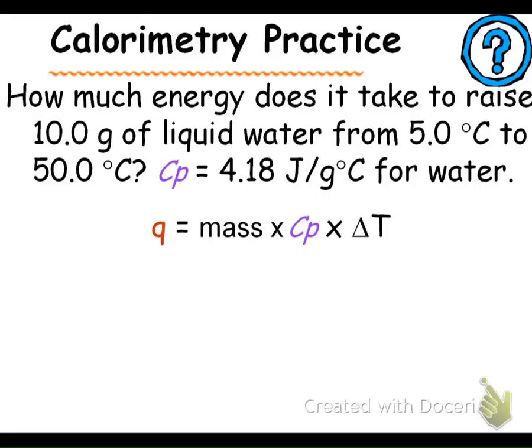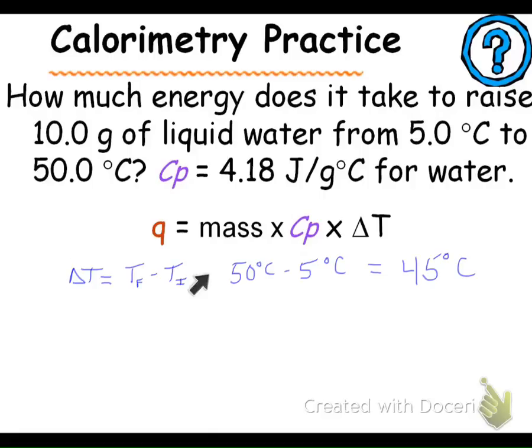So let's look at a practice problem here. How much energy does it take to raise 10 grams of liquid water from 5 degrees Celsius to 50 degrees Celsius? So what we want to do is remember that our equation here is Q equals mass times Cp times change in temperature. And so the first thing that we want to do is find what is our change in temperature. So change in temperature is always T final minus T initial.